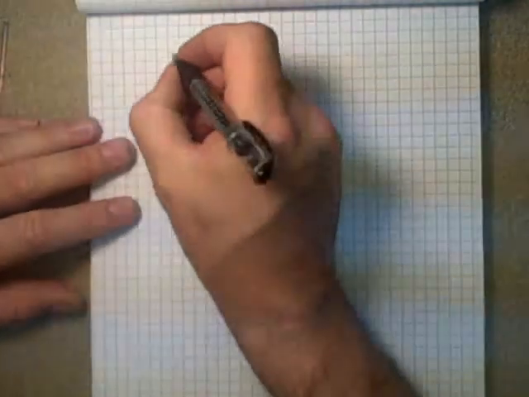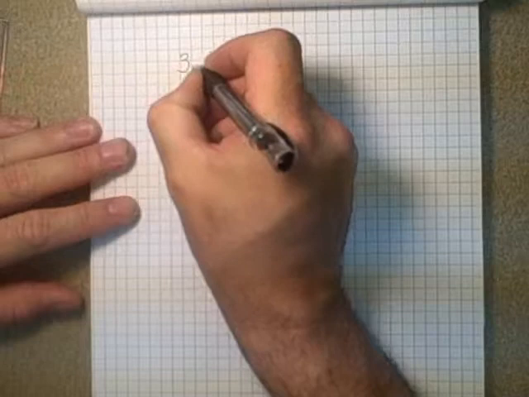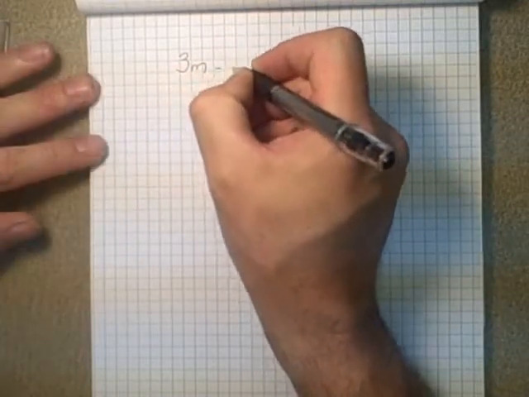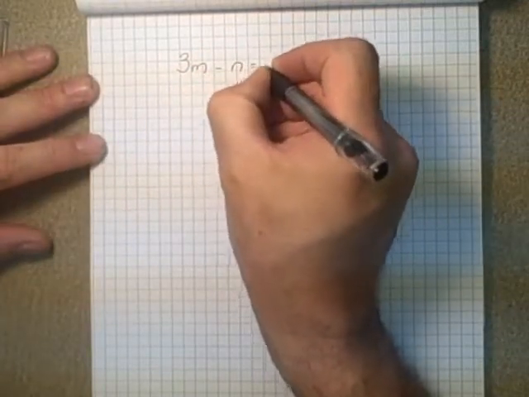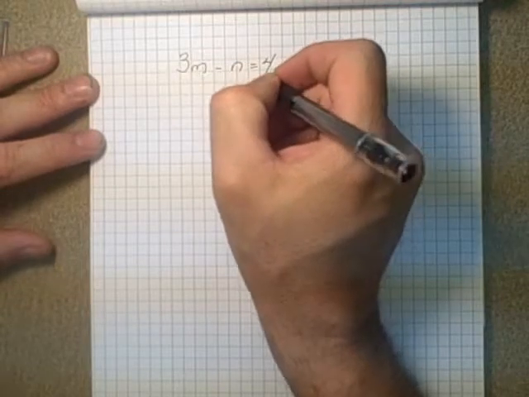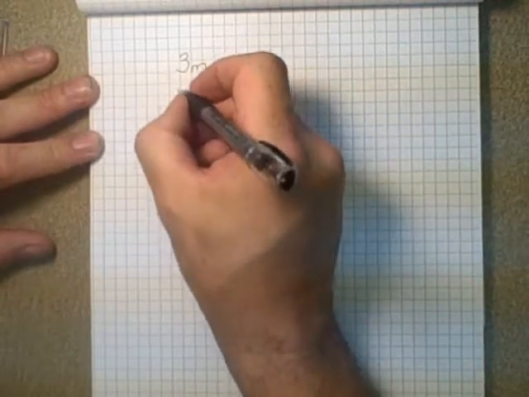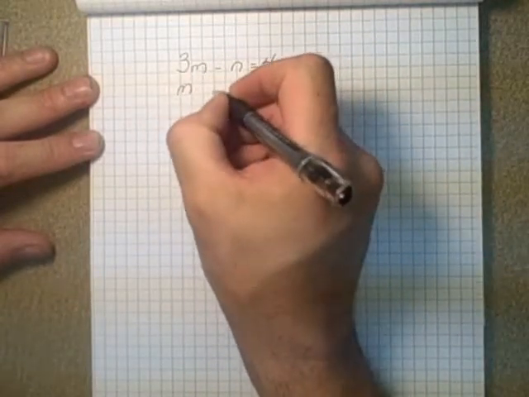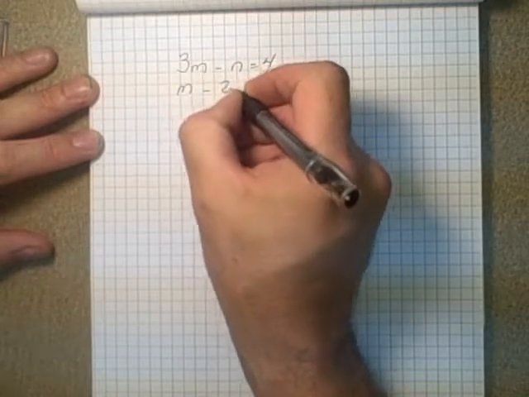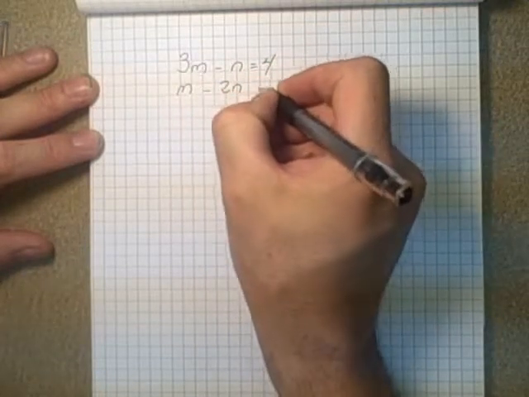Okay, so my other example here, let's say I have 3m minus n equals 4. And I have m minus 2n is equal to 3.